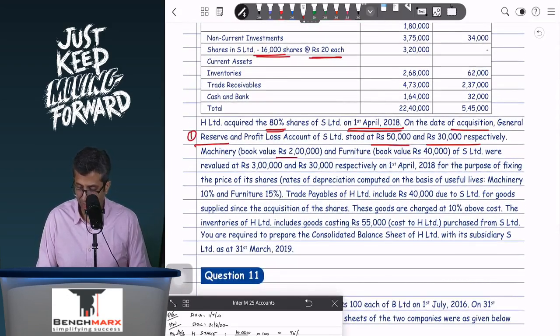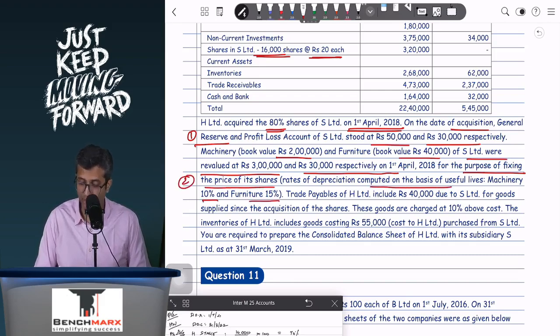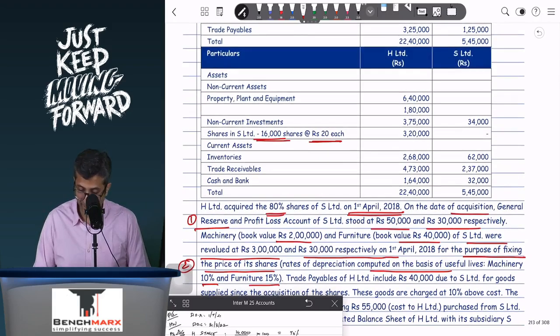Machinery with a book value of 2 lakhs and furniture with a book value of 40,000 of S were revalued at 3 lakhs and 30,000 respectively on 1st April 18 for the purpose of fixing the price of the shares. The rates of depreciation computed on the base of useful lives are 10% and 15%. This is a fair value adjustment, 0.2. Will impact the PPE. Over here, this is the machinery.